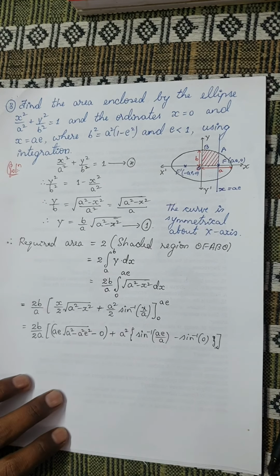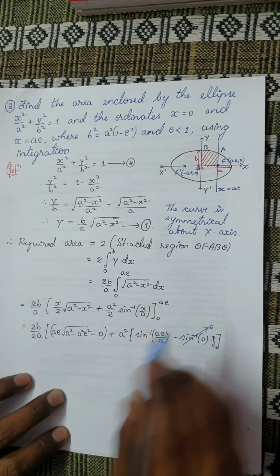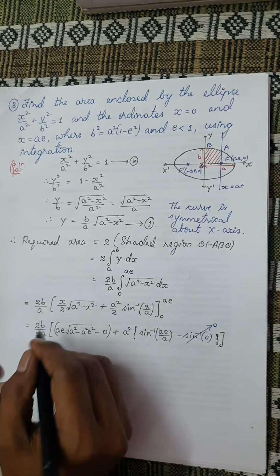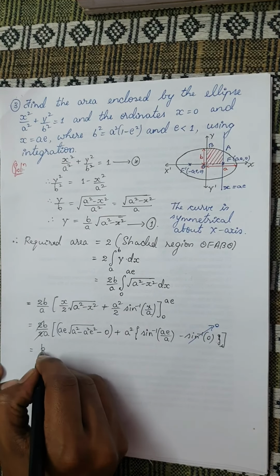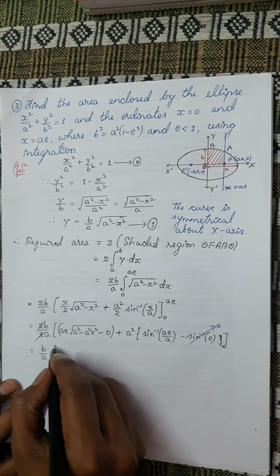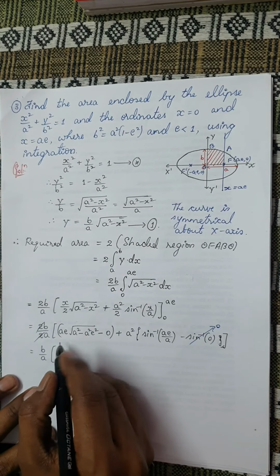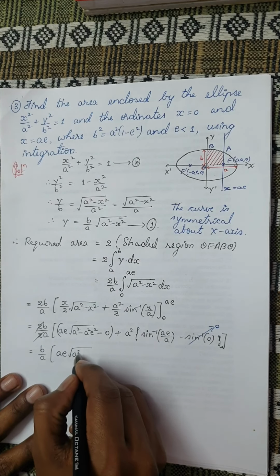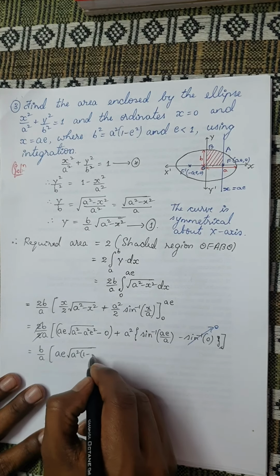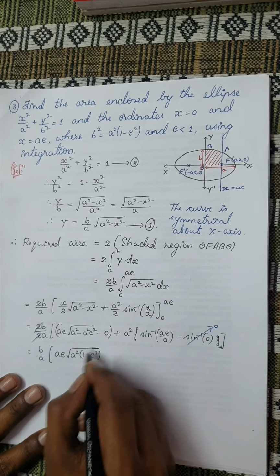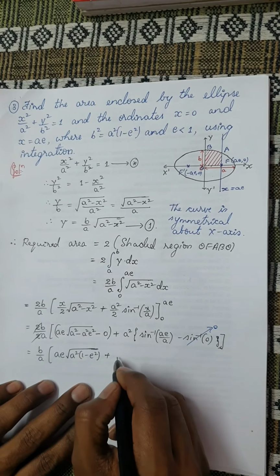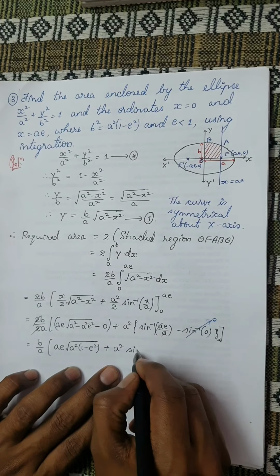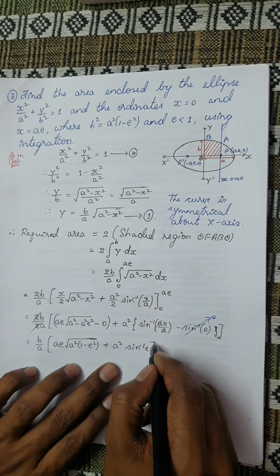Now as we did in the previous case, sine inverse of 0 would be simply 0. Now let us calculate the further result. Now 2 and 2 will get cancelled. I'm going to get b by a into this. I'm going to get only this term. So it is ae into root of, in this term I have a square common. Let me take it, I'll get 1 minus e square inside the root. Plus a square into, now a and a get cancelled, you will actually get sine inverse of e.